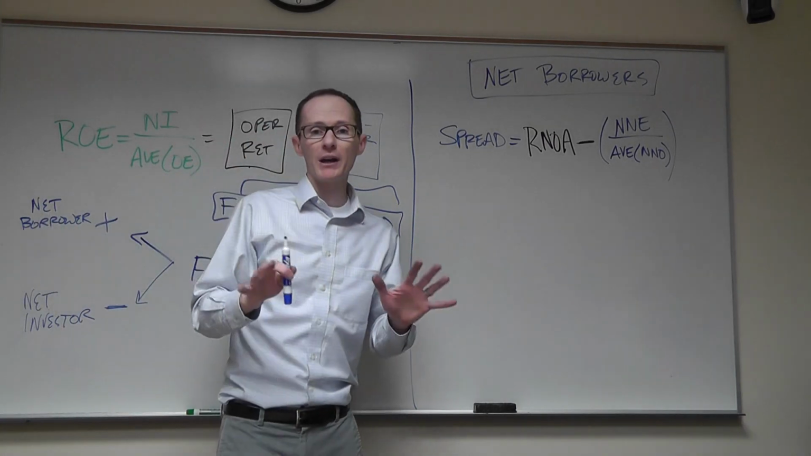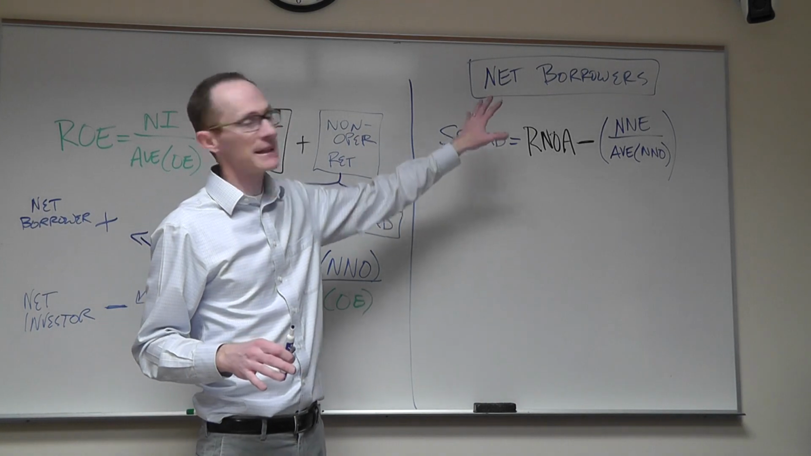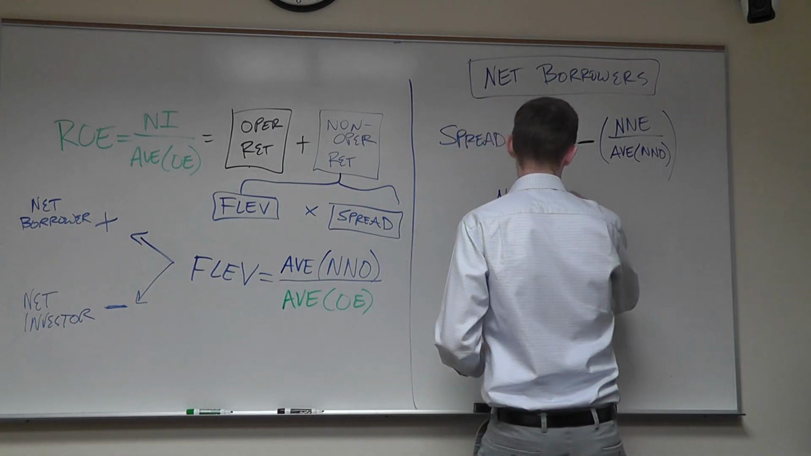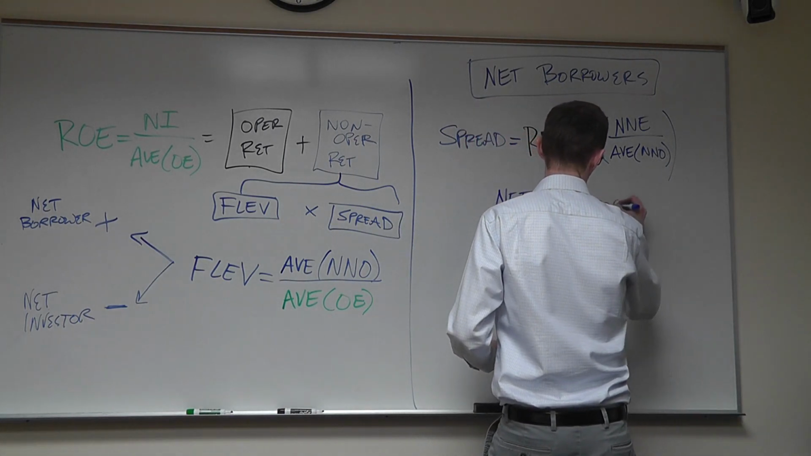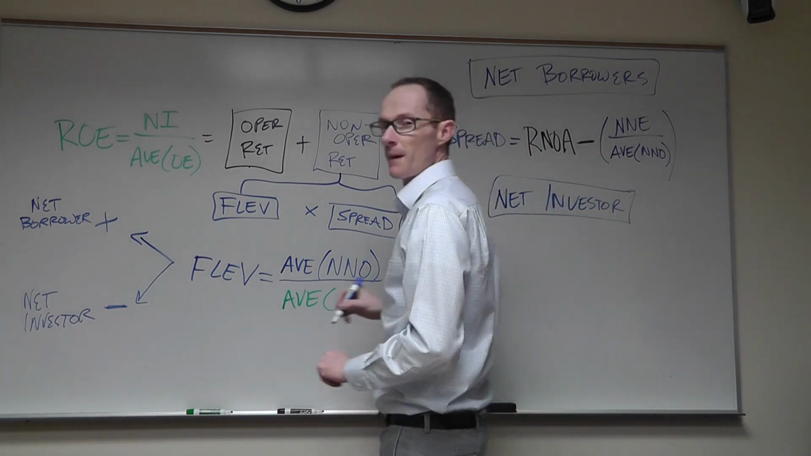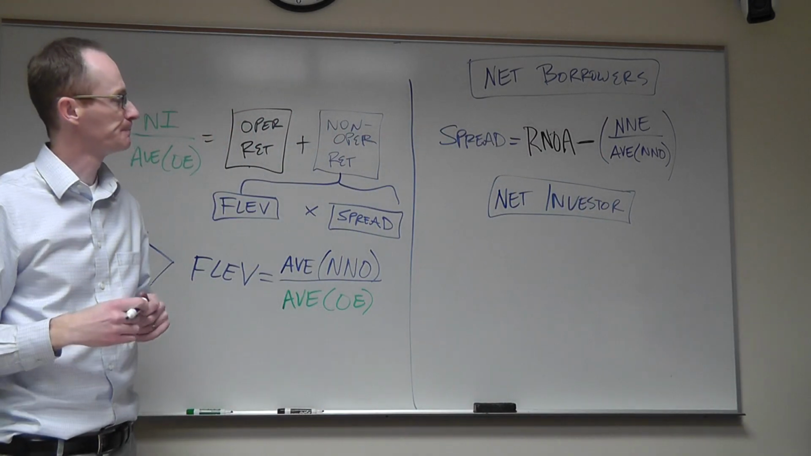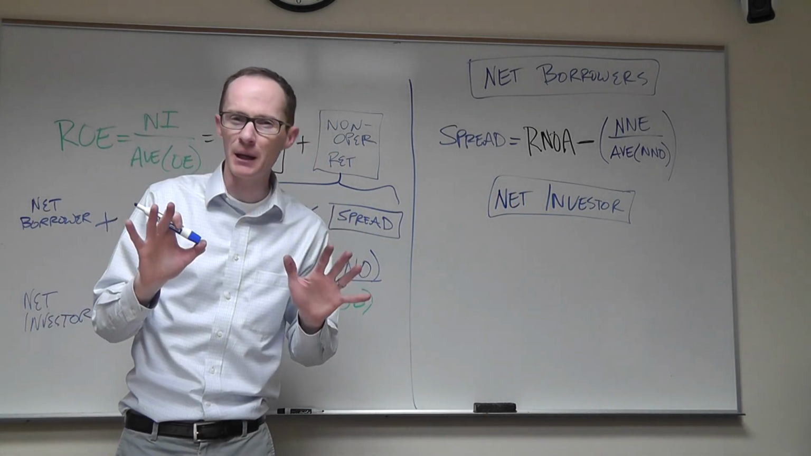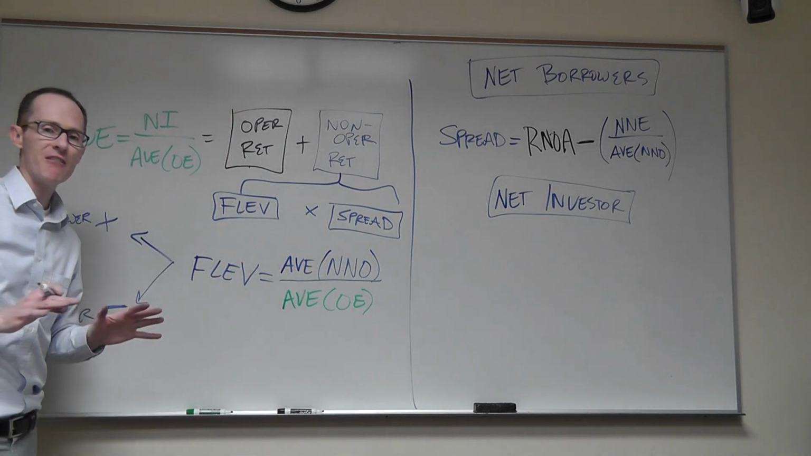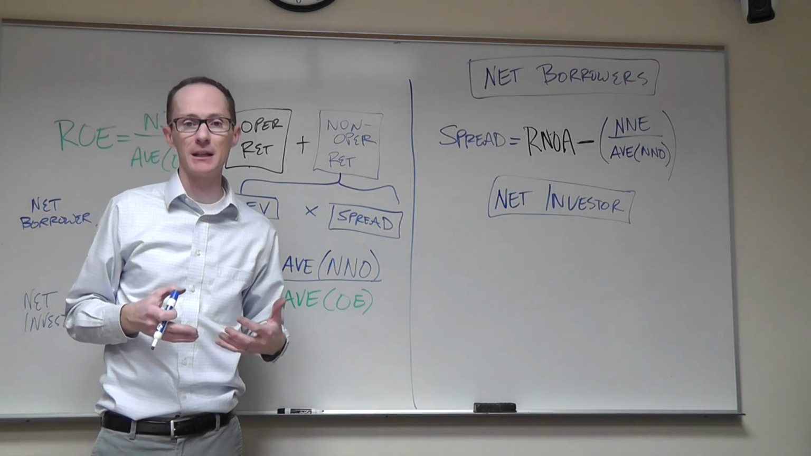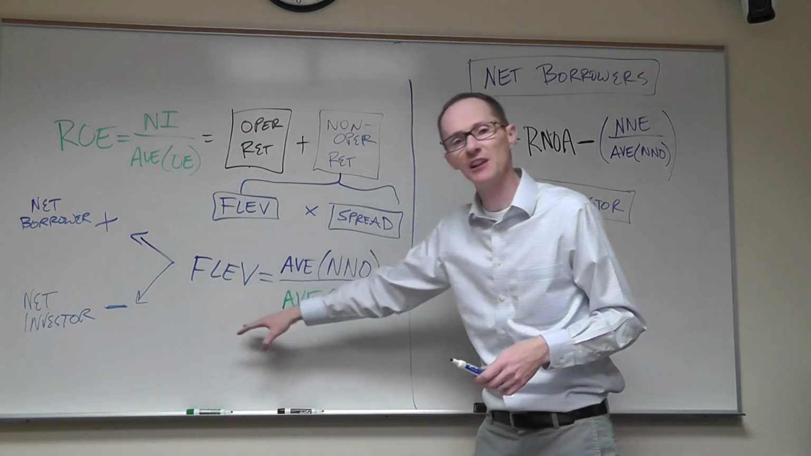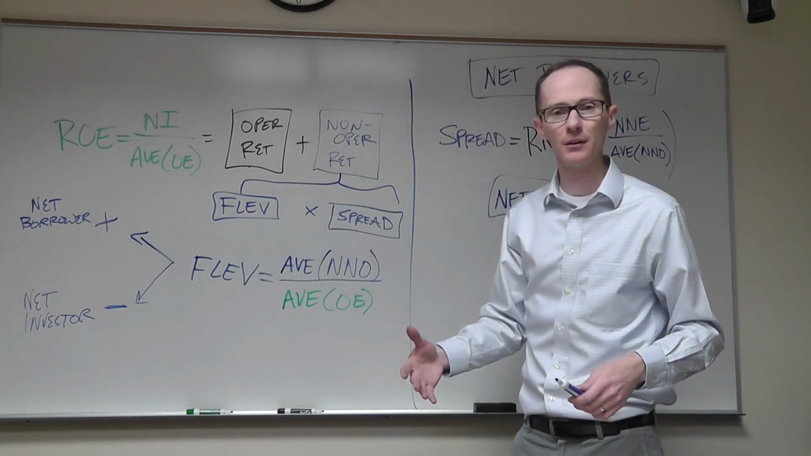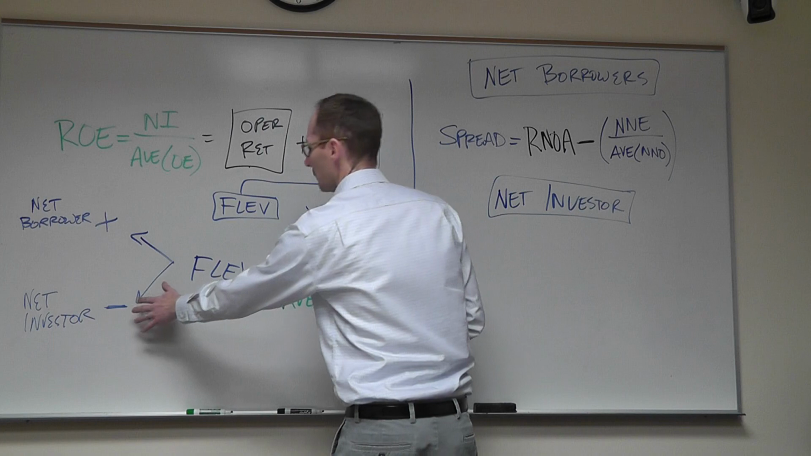Okay, now we're going to go over what spread means if we're a net investor. Now here's the interesting thing about this decomposition. If the company's a net investor, let's just remember what that means: they have more investments on their balance sheet than they have debt. That means when we calculate FLEV, NNO is negative, so FLEV will be a negative number. Okay, financial leverage will be a negative number.